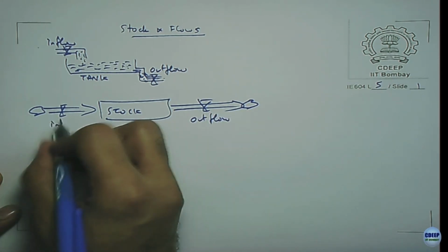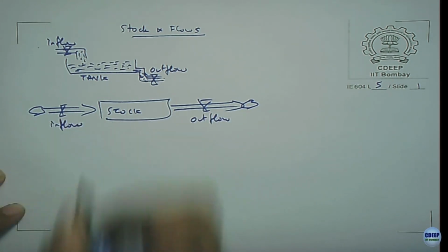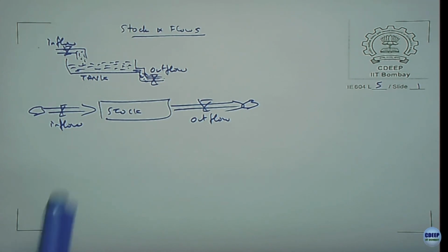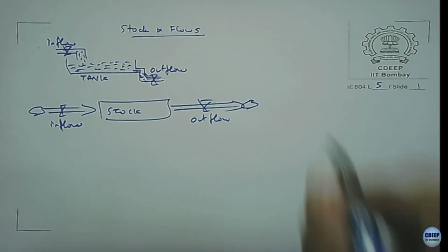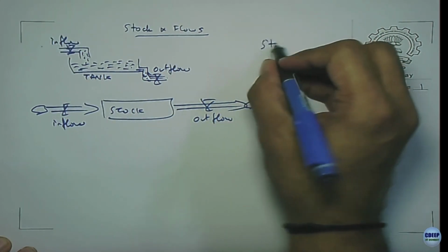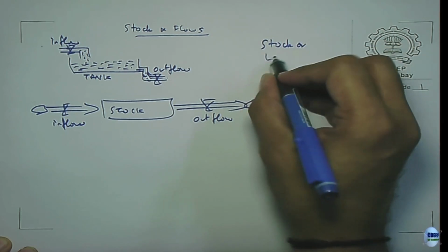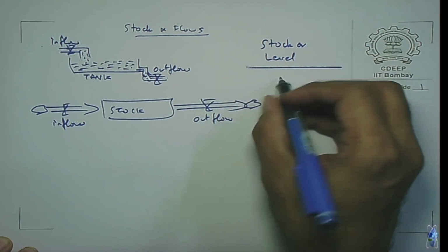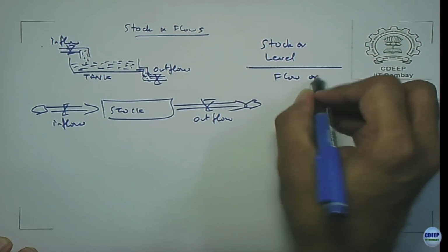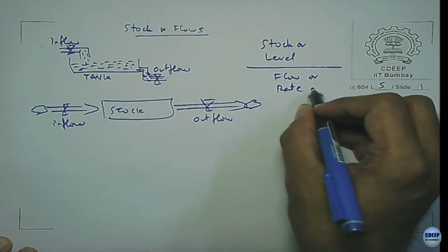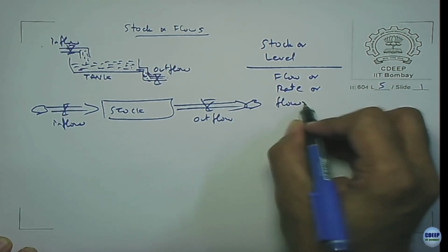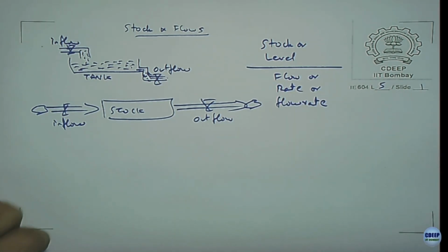Outflow and inflow. So, again these are flows. It is called stock or level, it means the same thing. Flow or rate, or some books even call it flow rate. It depends on what you look at. So, it all means the same thing.